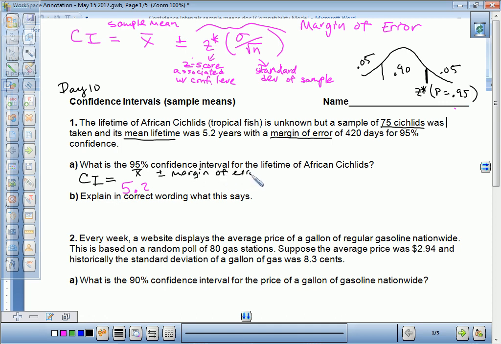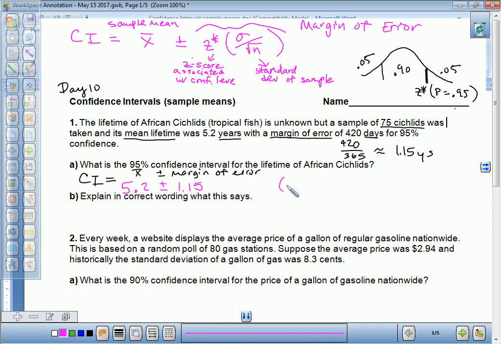Now, we can do calculations to find the margin of error, but they gave it to us, so we don't need to. The only issue with this one is the mean was in years and the margin of error is in days, so we just do a little conversion from days to years. How many days are in a year? 365. So if we take that 420 and divide by 365, we get that this is 1.15 years. So that is our margin of error. So we do plus or minus 1.15.